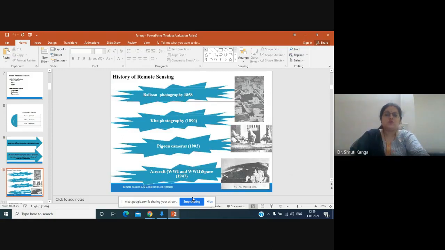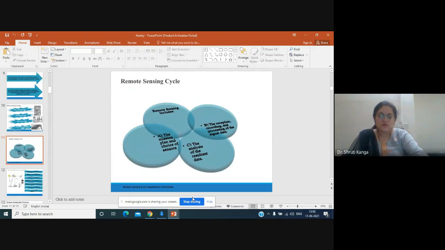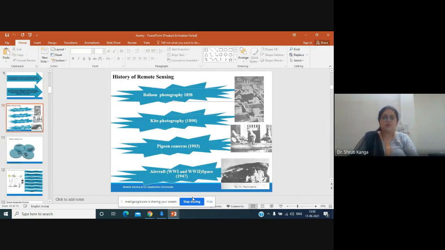Then a brief history, which many of you may have studied in your first semester also. The history of remote sensing started in 1858 with balloon photography, then kite photography, pigeon cameras in 1903, aircraft in 1947, and then space remote sensing. So this is a brief history of how it started and for what purposes.